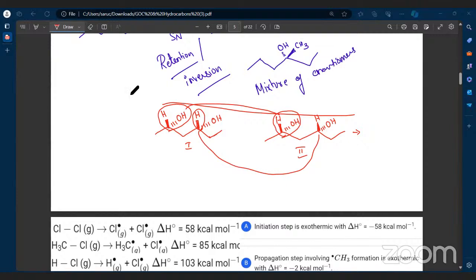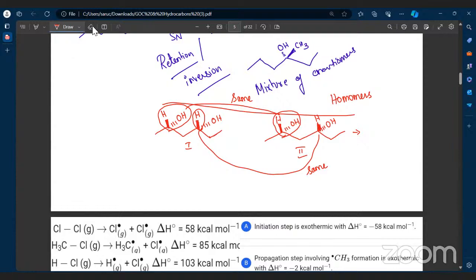See the configuration of both the chiral carbons, whether they are same or different. Here I have hydrogen in a wedge bond, and here I also have hydrogen in a wedge bond. Therefore they are the same. If both are the same, they are said to be homomers, or identical isomers. If one is different, or if one is the same, they are diastereomers.